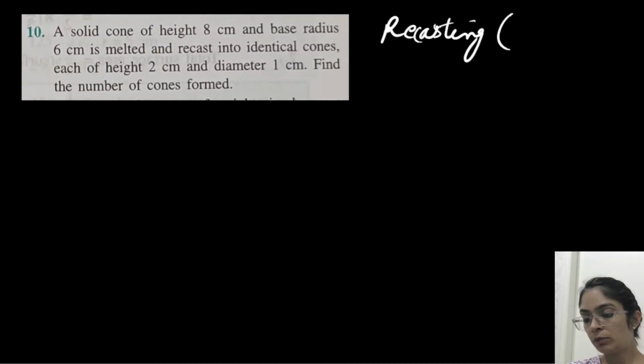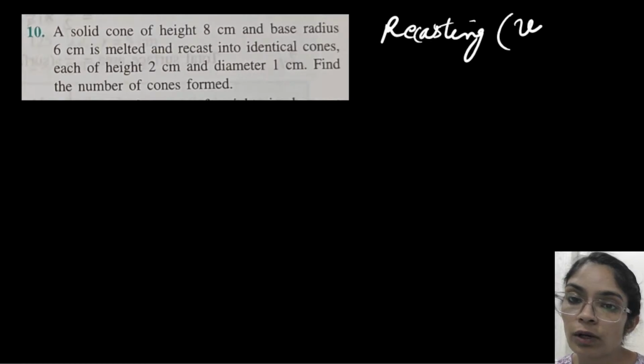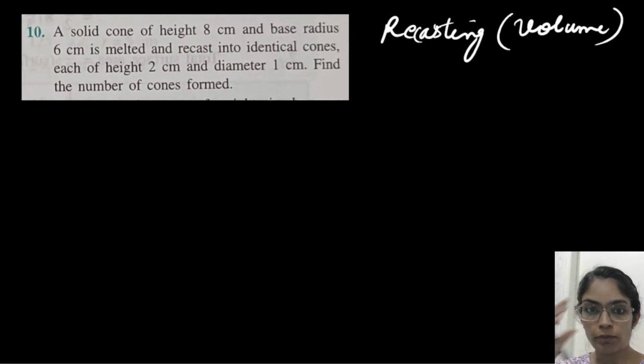Volume is same in both, so okay. Yes, so whenever recasting is there, we use the concept of volume. Volume will be same. So one solid cone is there. Solid cone, it is recasted into many cones. So solid cone, I'll be just writing.